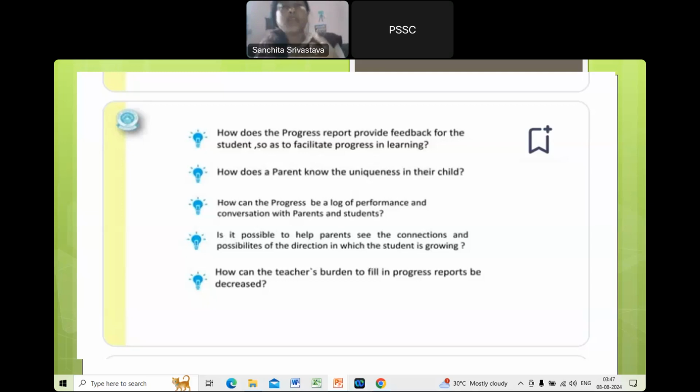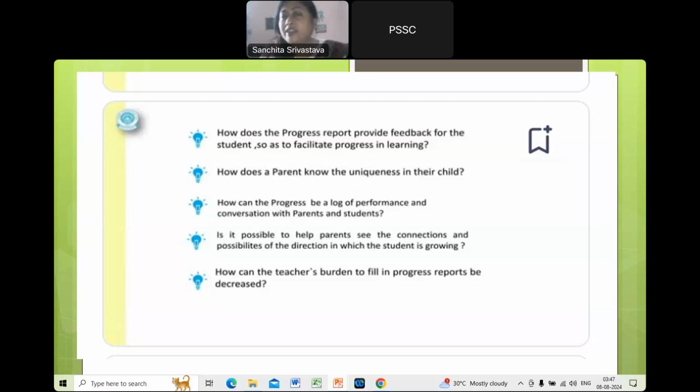Now, how can the progress card be a log of performance and conversation with parents and students? In PTMs. PTMs are definitely very important. But when you are showing the report card, as we are generally doing, that means only the 6 subjects, and apart from all the other activities that are being done, how will the parents know? Is it possible to help parents see the connection and possibilities of the direction in which the student is growing?